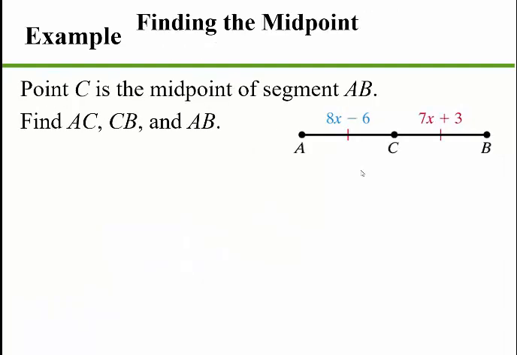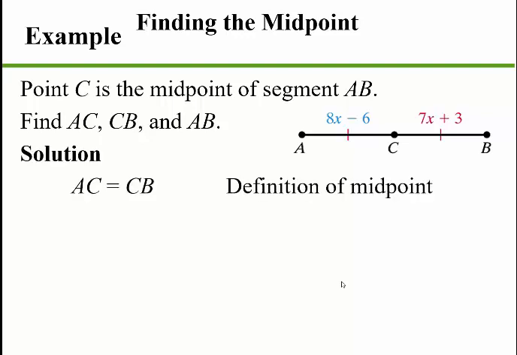All right, finding the midpoint. Point C is the midpoint of segment AB. All right, so let's find AC, this segment here. Let's find CB, and then let's find AB. This one's a lot harder. So what we've got to remember is if it's the midpoint, that means the two segments have equal distance. So let's set these two algebraic expressions equal to each other.